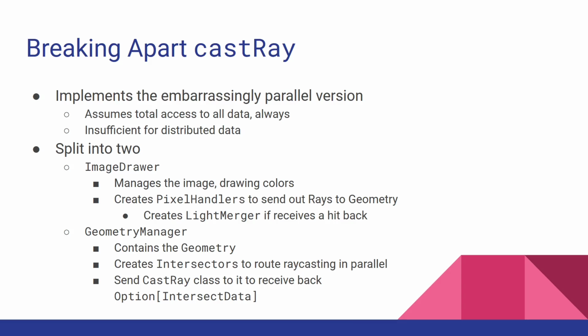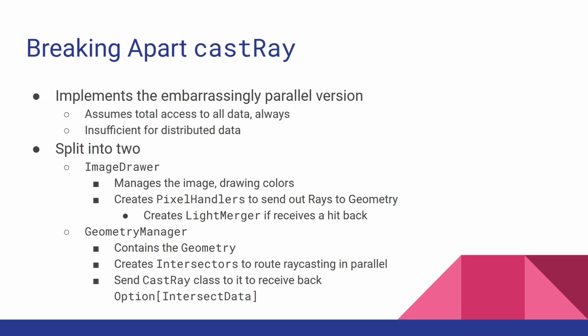So, the next goal was to split it actually into two sections, which mirror the front end and back end sections that I referred to earlier. The front end version became the image drawer, which actually manages the image and the input output necessary for that, drawing any colors that we tell it to the screen.